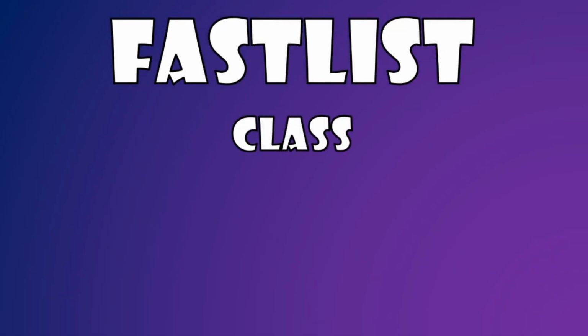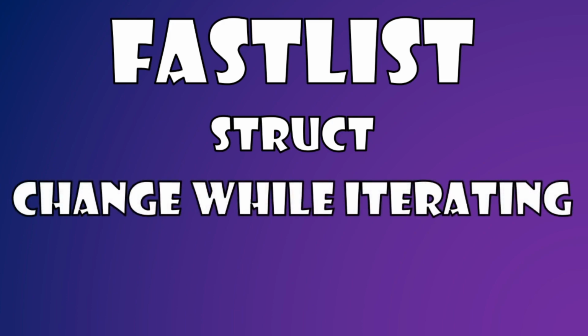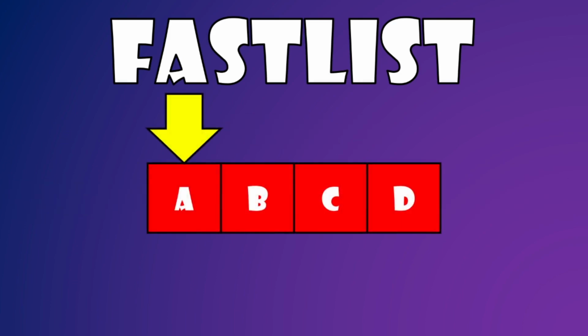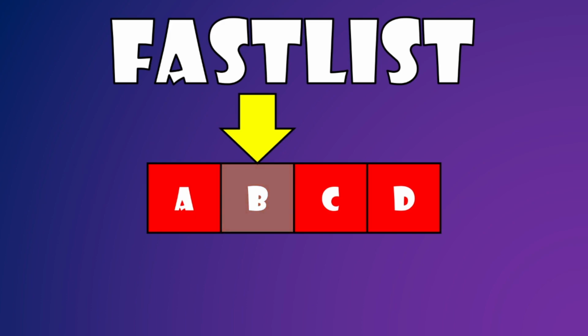The FASTLIST is a class, or better said a struct. I made it to be able to deal with changes in an array while iterating over it. Imagine an array that we are iterating over. Each time we check for a condition, and if the condition is true, that item should be removed.